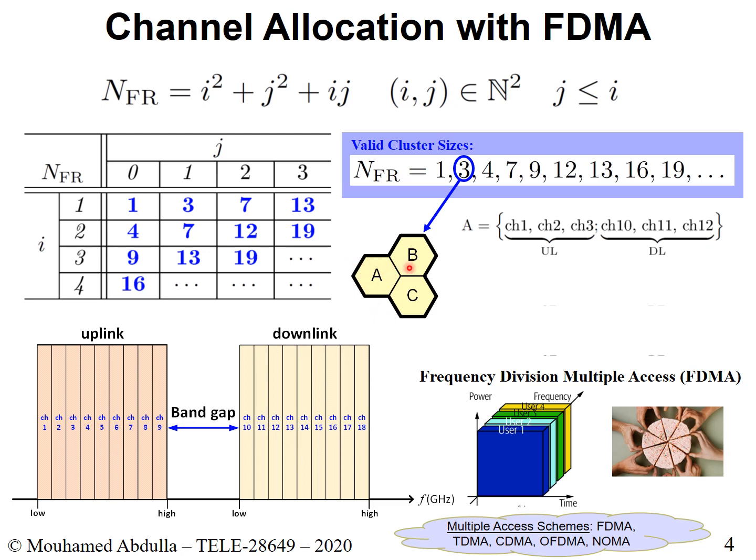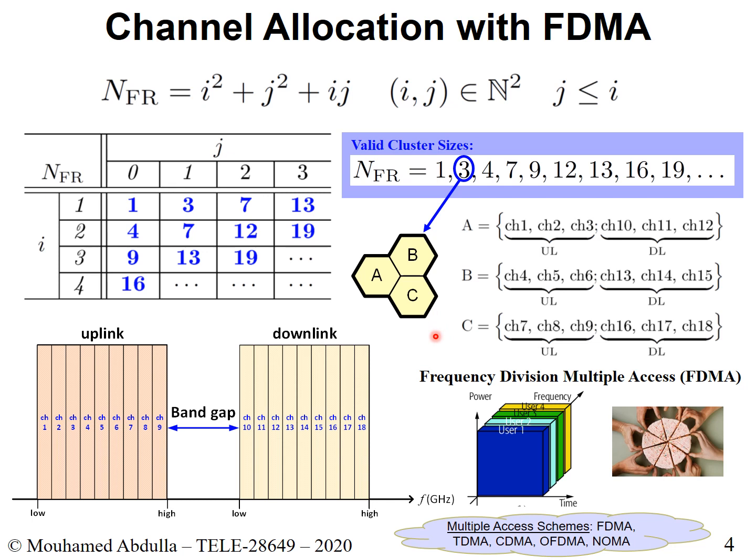For the next cell, cell B, you will have channels 4, 5, 6 related to it for uplink, and you will have channels 13, 14, 15 for the downlink. And for cell C, you will have the remaining channels, channels 7, 8, 9 for the uplink, and channels 16, 17, 18 for the downlink. And this is what you see here, right?